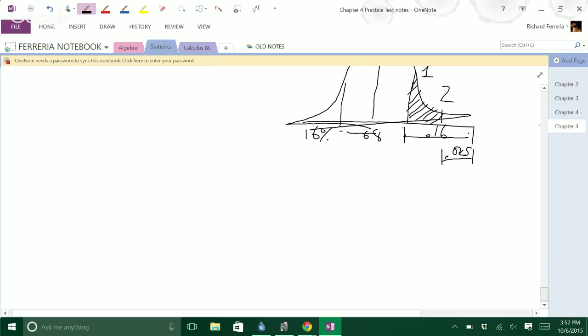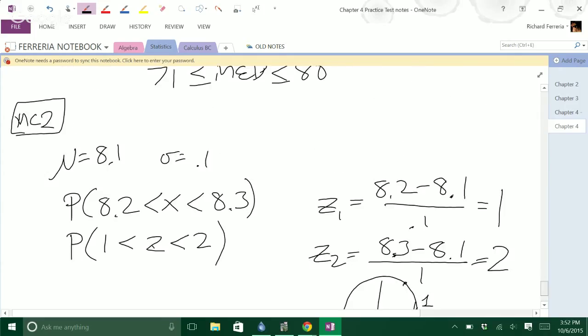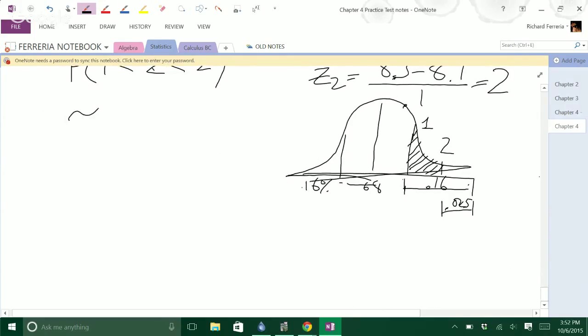Anyways, that should give me the proportion in between 1 and 2 standard deviations, which is about 0.135. Okay. And that's using the empirical rule.